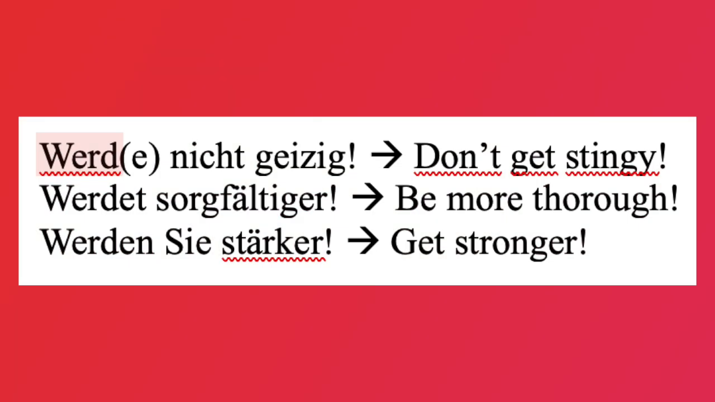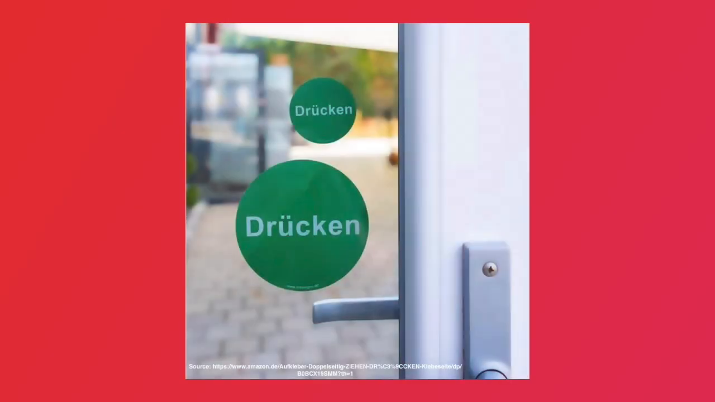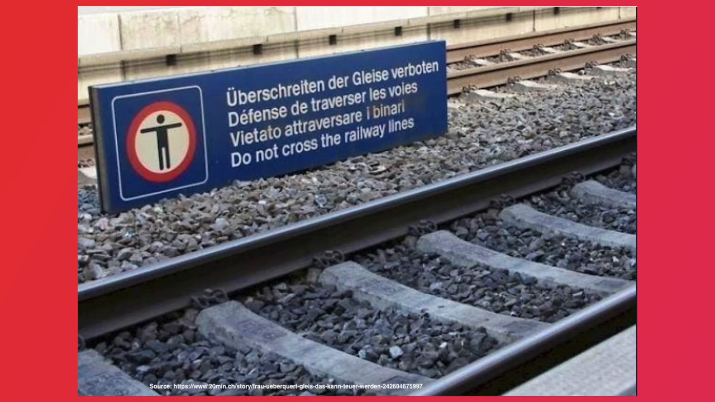And here are some examples for werden. Werde nicht geizig, don't get stingy. Werdet sorgfältiger, be more thorough. Werden Sie stärker, get stronger. Okay, last but not least, on a lot of signage and recipes and printed instructions, it's fairly common to use infinitives instead of imperatives. So you'll see things like drücken or ziehen on doors, or signs like this one telling you how to avoid getting hit by a train.